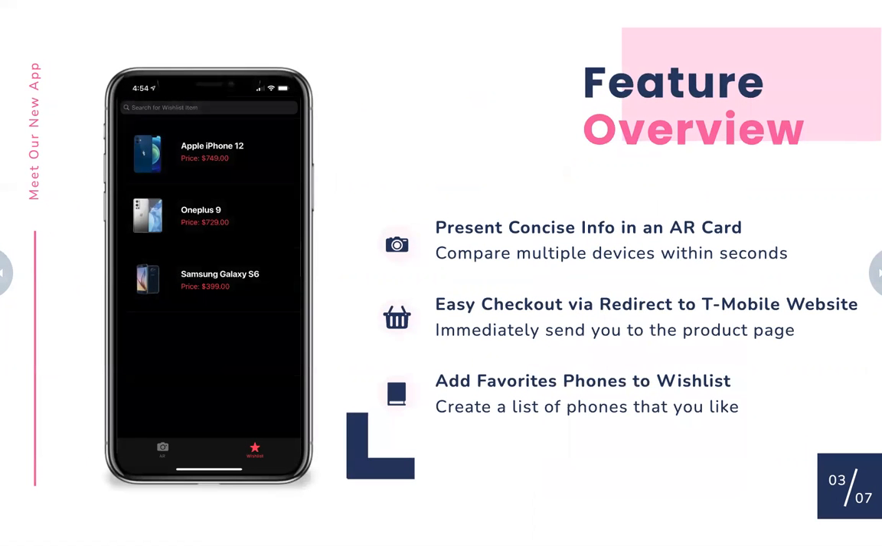So some key feature overviews. Like I mentioned before, there's an AR card. This AR card presents multiple devices within seconds. There's also an easy checkout via T-Mobile's website. Users can add their items to a wish list, and once they go to the wish list, they can see the item, look at the product details, and then be redirected to T-Mobile's website to either look at more information on the item or check out the item on the website.